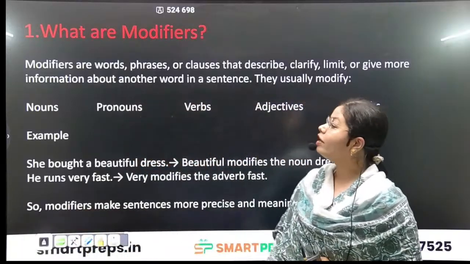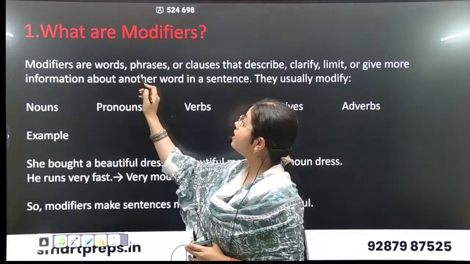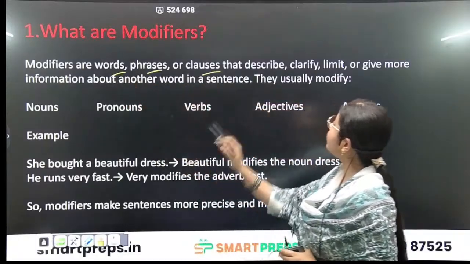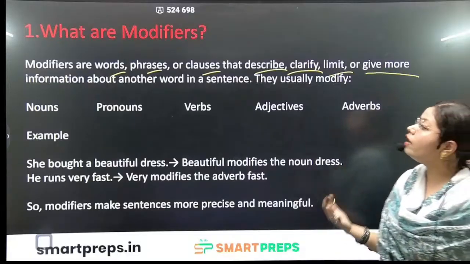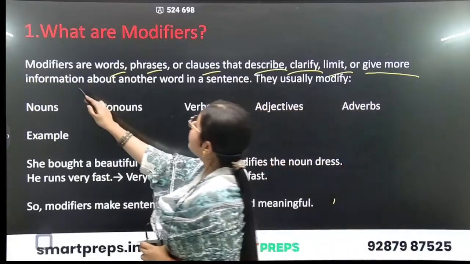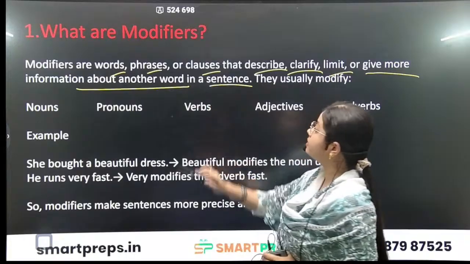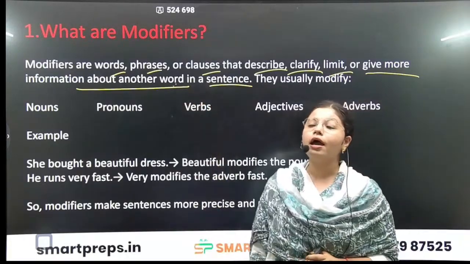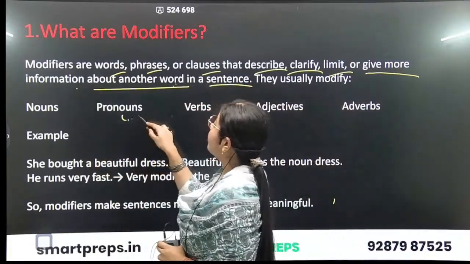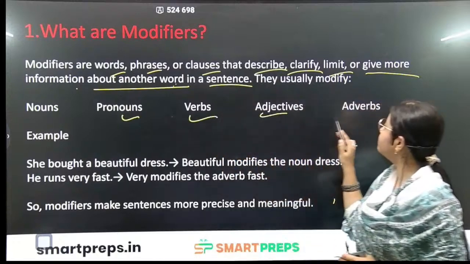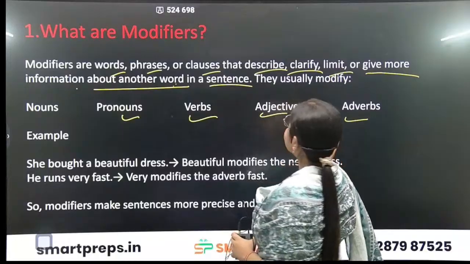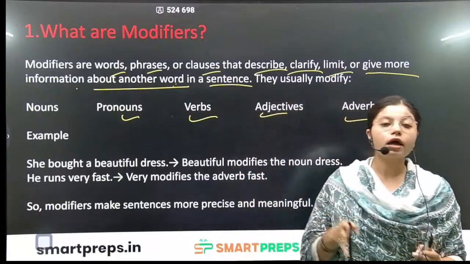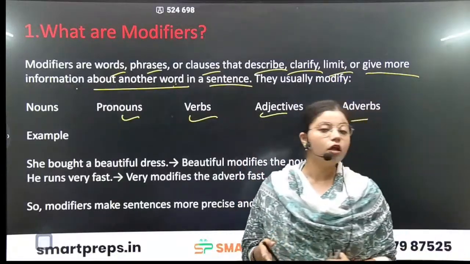Okay, now modifiers are words, phrases, clauses that describe, clarify, limit, or give more information about another word in a sentence. And that another word can be nouns, pronouns, verbs, adjectives, adverbs.